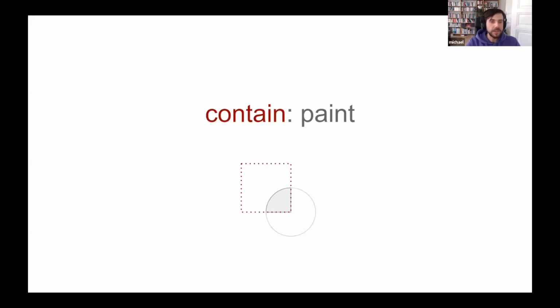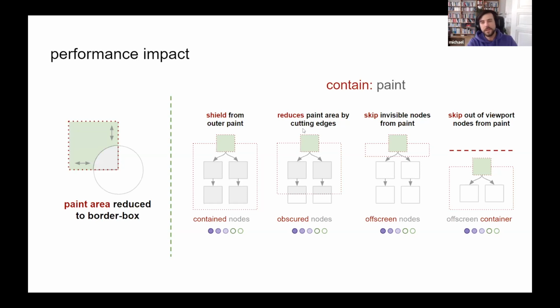The second property is the contain paint property with the dotted lines. Let's jump to the performance impacts. We have a lot of them. Lovely. We have our container, and if we apply that to a list of elements, they are again contained and they are shielded from outside work.